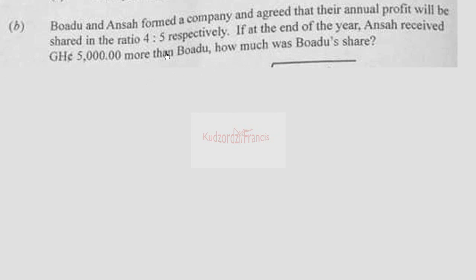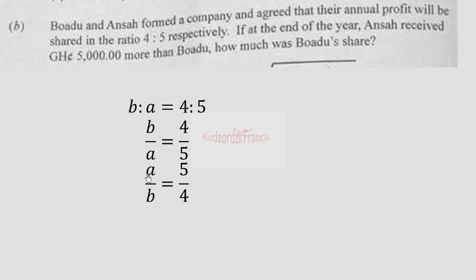So we can use variables. Let's use their first letters, their initials. So Boidu is to Answer, the ratio is 4:5. We can rewrite this as fractions. B over A is equal to 4/5. Let's flip both sides to get this, because we are looking for Boidu. So if you flip both sides, we can make A the subject, so multiply both sides by B to get this. We want to get the equation in terms of B so that we will not waste time.